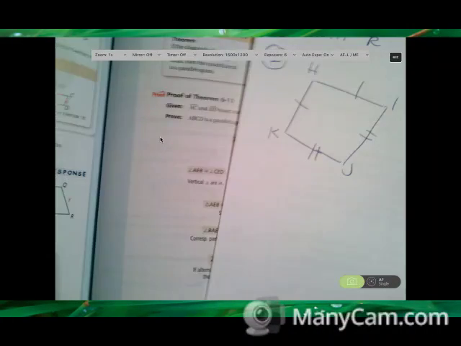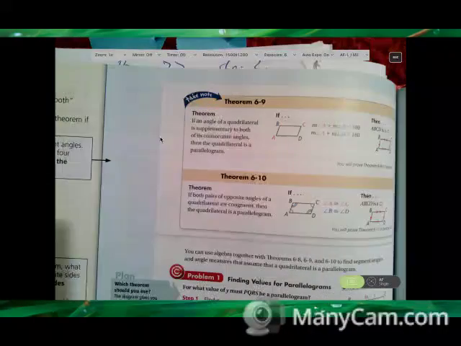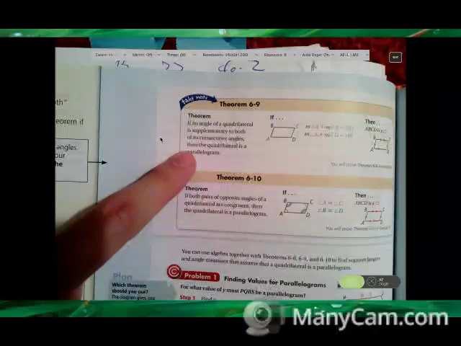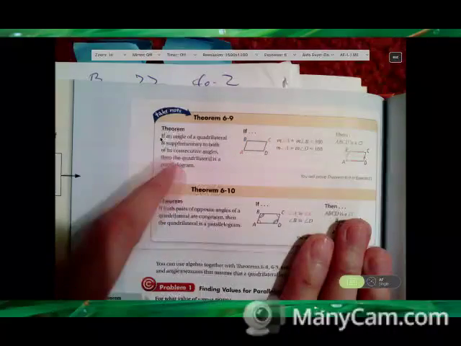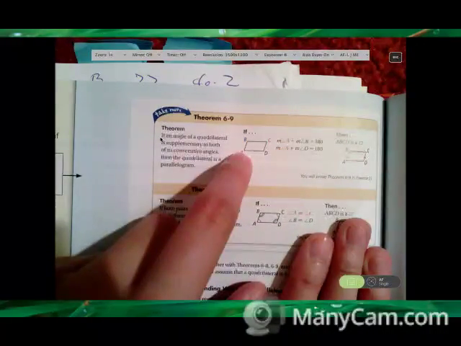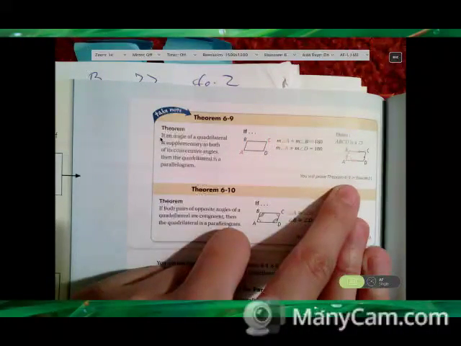So let's look at two more theorems. Alright. If an angle of a quadrilateral is supplementary to both of its consecutive angles, then the quadrilateral is a parallelogram. So that means if A and B are supplementary and C and D are supplementary, then therefore this is a parallelogram.